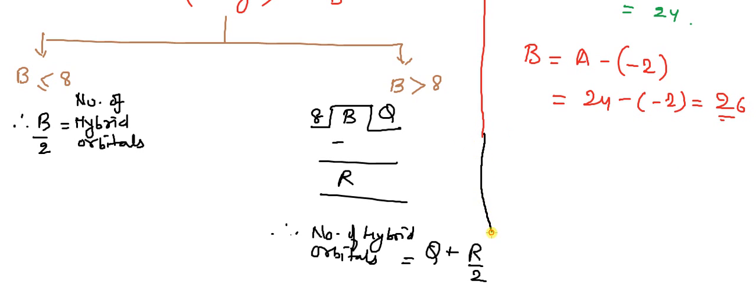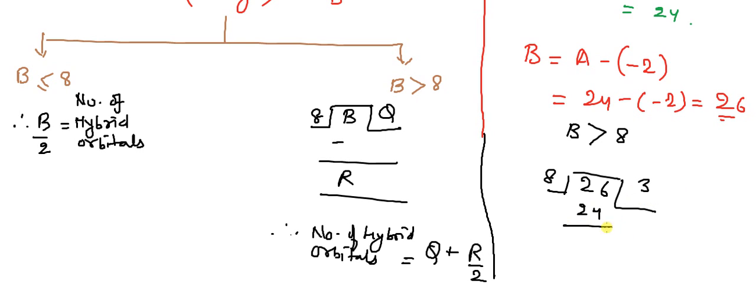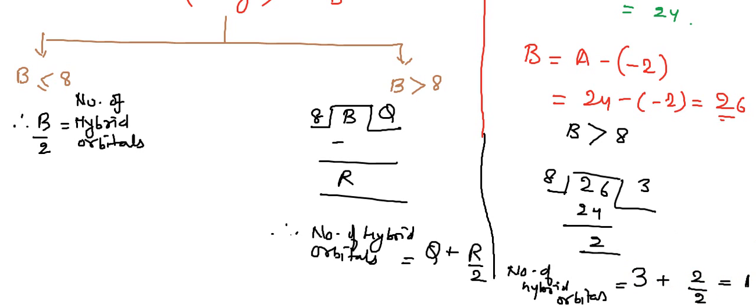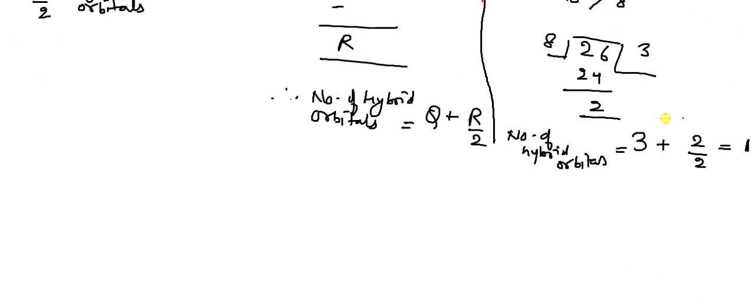So now can you tell me, this is which case? We've got B to be 26, and you can see that B is greater than 8. So we are going to divide 26 by 8 here, and what are we going to get? We are going to get 3 here, 24, and it's going to give you 2. So the number of hybrid orbitals is 3, that is the quotient, plus remainder by 2, which is coming out to be 1. Okay, I hope it's clear to you, because we are doing it side by side with the example.